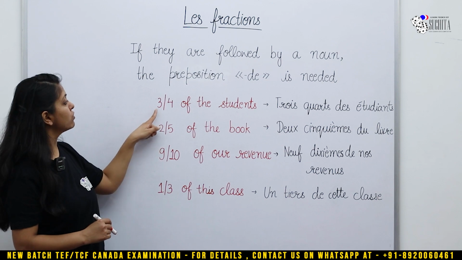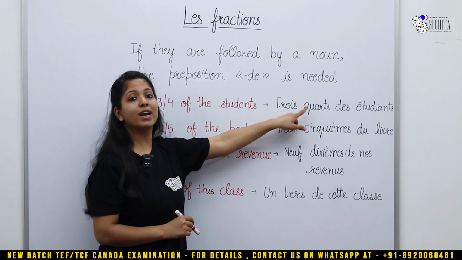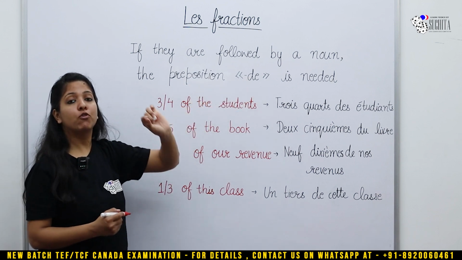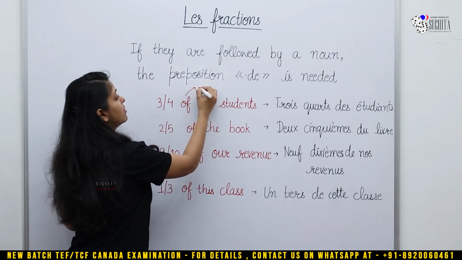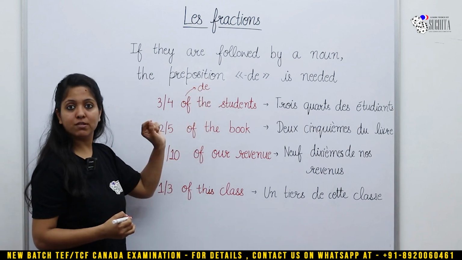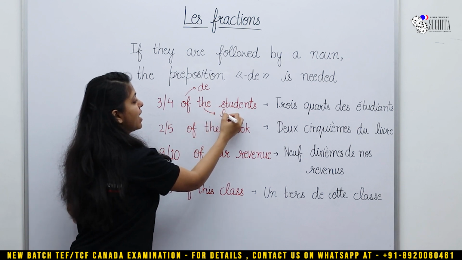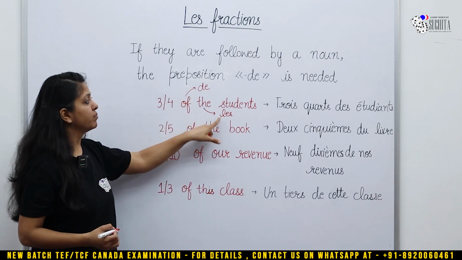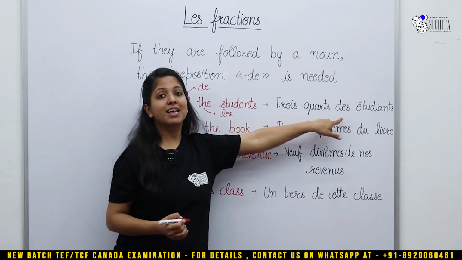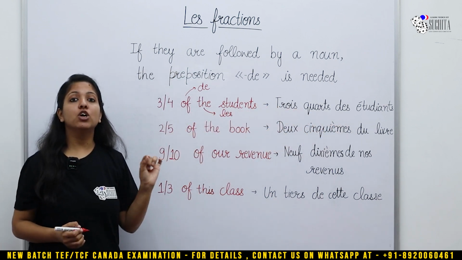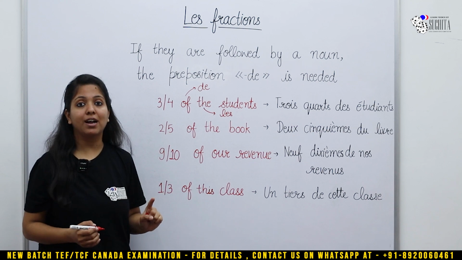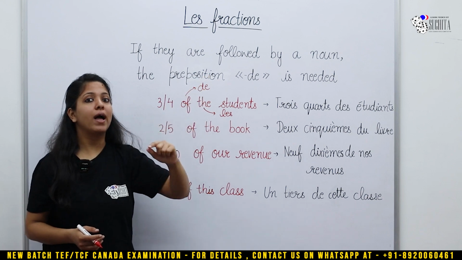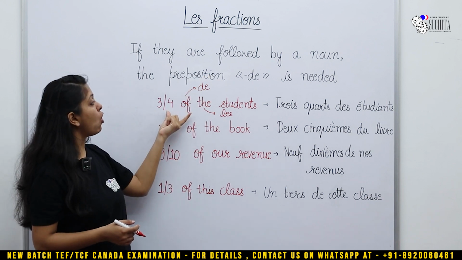Now observe carefully. First of all, 3/4. As I told you, that's trois quarts. Now of the students. Just now I told you that it has to be followed by the preposition de. Now this de is followed by les étudiants. Now it will contract. De plus les becomes des. This is actually a contracted article. If you do not know what contracted articles are and how you contract them with de, I'm dropping the link in the card above. You can watch that video and then come back here again. So 3/4 of the students.